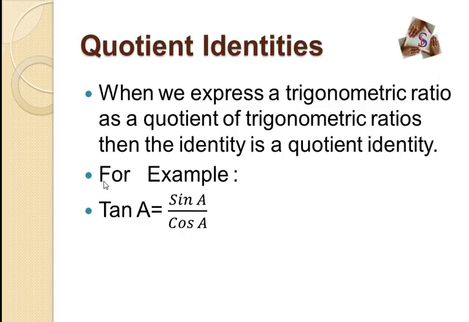So I am able to express tan A as a quotient of two trigonometric ratios, that is sin A by cos A. Therefore, this identity, that is tan A is equal to sin A by cos A, is called a quotient identity. Similarly, cot A is equal to cos A by sin A. I am able to express the trigonometric ratio as a quotient of two trigonometric ratios. Then it is called a quotient identity.